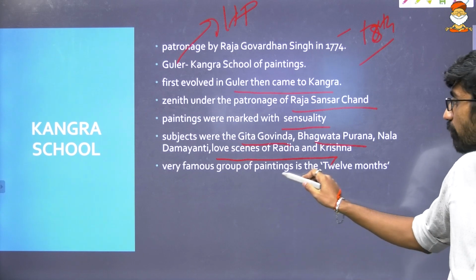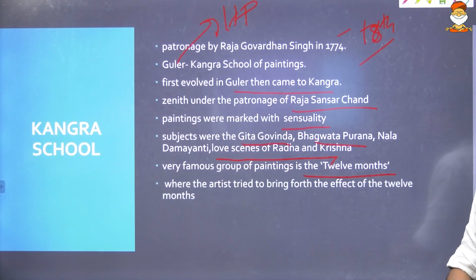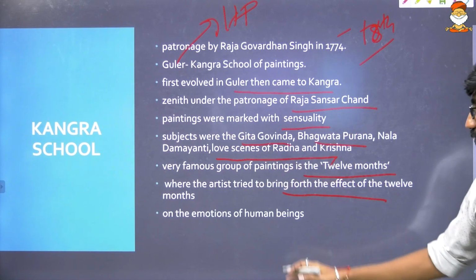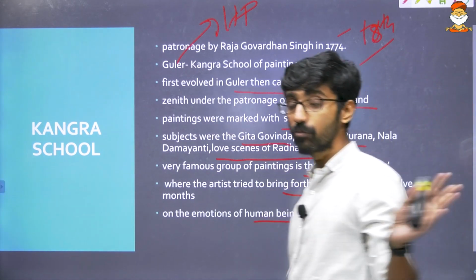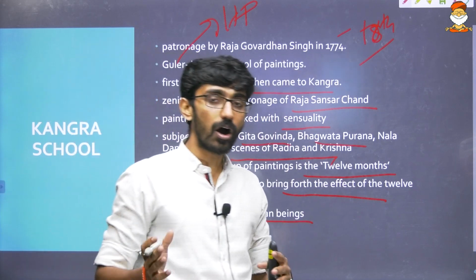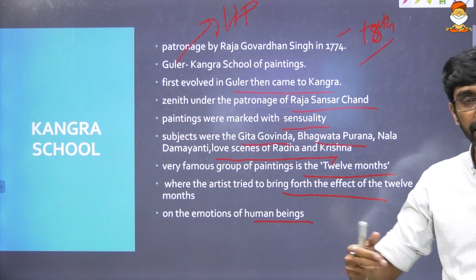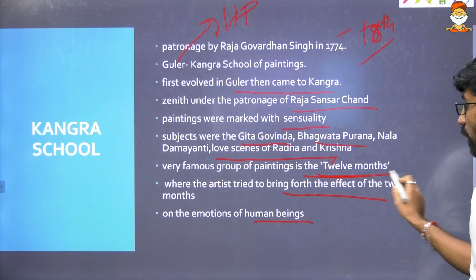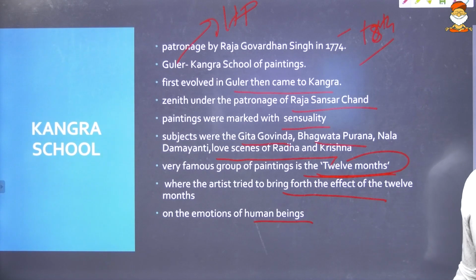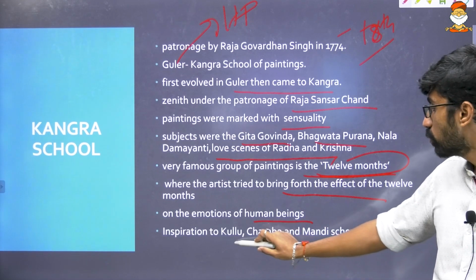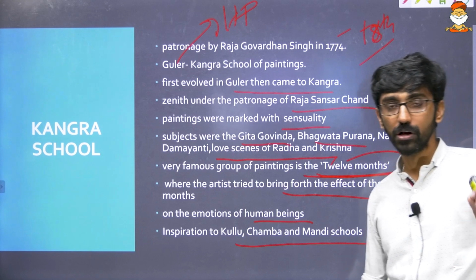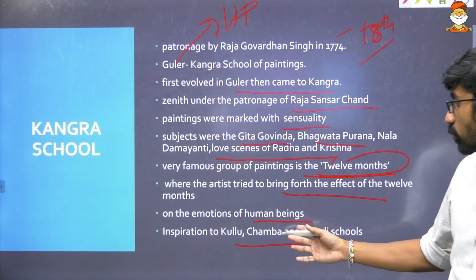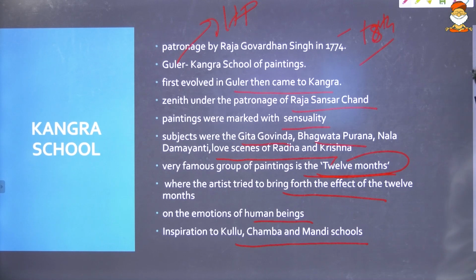A very famous group of paintings is the 12 months group of paintings, where the artists try to bring forth the effect of the 12 months on the emotions of human beings: how the entire year, the different seasons, play a hugely important role, and what the effect of these 12 months is on human emotions. So that is one of the famous themes of the Kangra school of paintings too. It also inspired the Kulu, Chamba and Mandi schools, just as the Mathura school influenced Sarnath and Kaushambi. In the same way, the Kangra school influenced the Kulu, Chamba as well as Mandi schools.